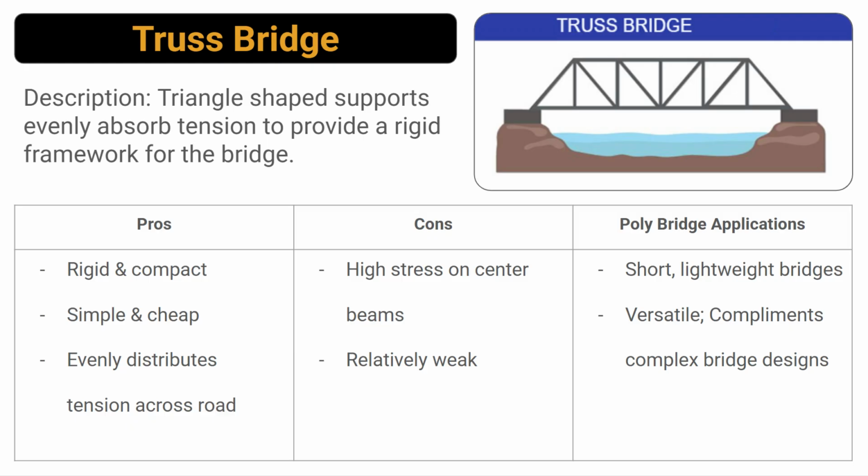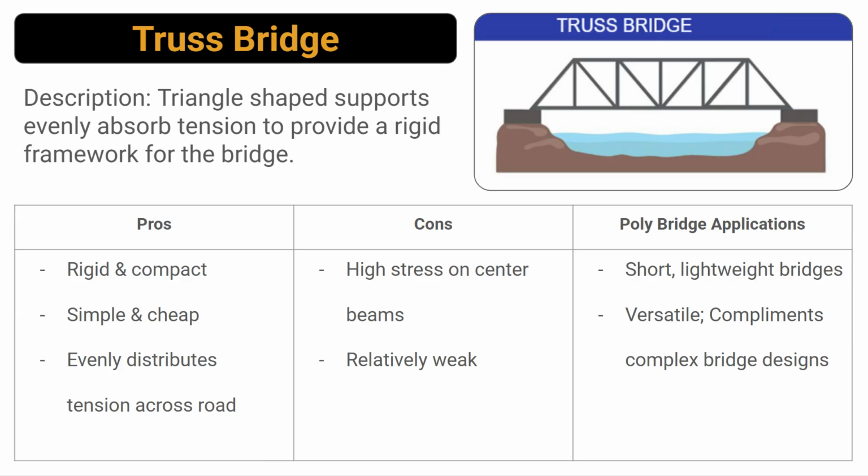The first type of bridge is a truss bridge. With this design, triangle-shaped supports evenly absorb tension to provide a rigid framework for the bridge. There are several benefits to this bridge. It's rigid and compact, simple and cheap, and evenly distributes tension across the roads themselves.